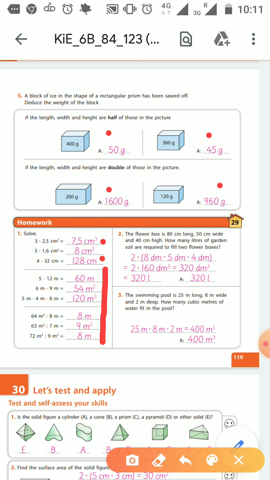And this is working out a flower box. Now pay attention, it asks for 2 flower boxes. So it's 80 times 50 times 40. They've converted it to decimeters here because remember 1 decimeter is the same as a litre. So your answer there should be 320. And this is a swimming pool. It's 25 meters long, 8 meters wide, and 2 meters deep. How many cubic meters is it? 25 times 8 times 2 is 400 meters cubed.